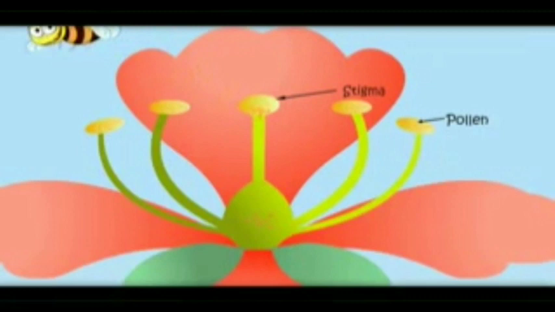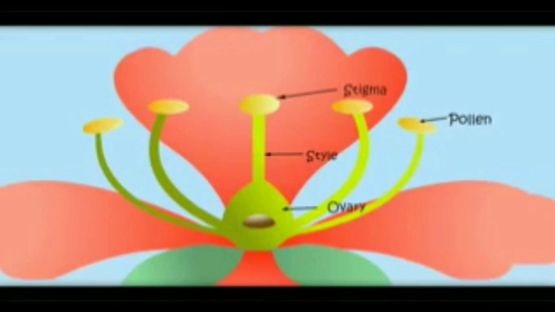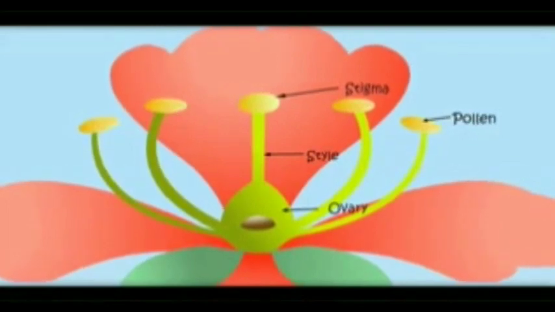From the stigma, it goes into the style. From there, it enters the ovary where there are small eggs. Pollen and eggs combine together to make fruit. My teacher told me that this is called pollination. Correct. This pollen entering the ovary is called pollination.